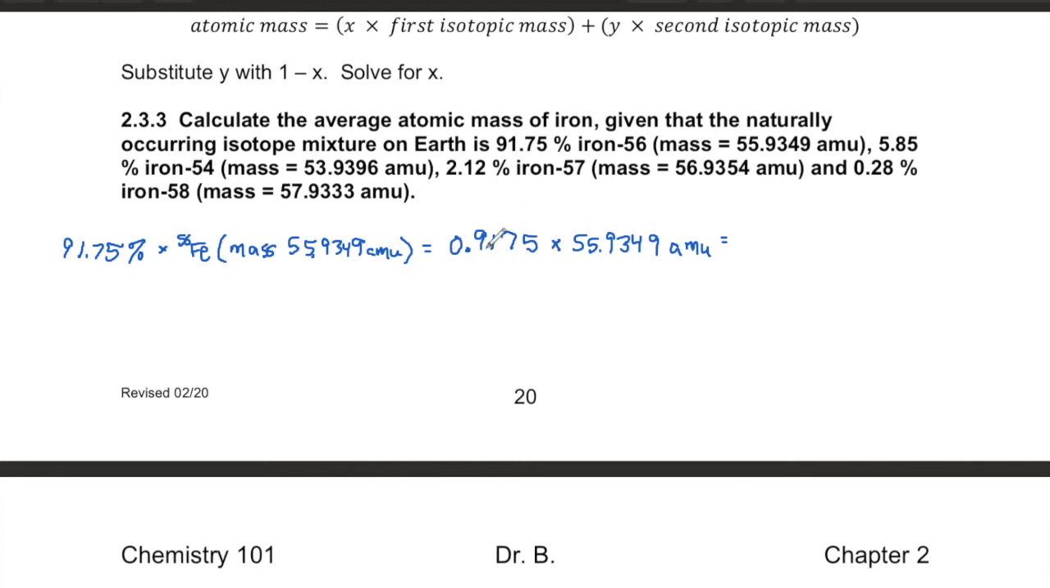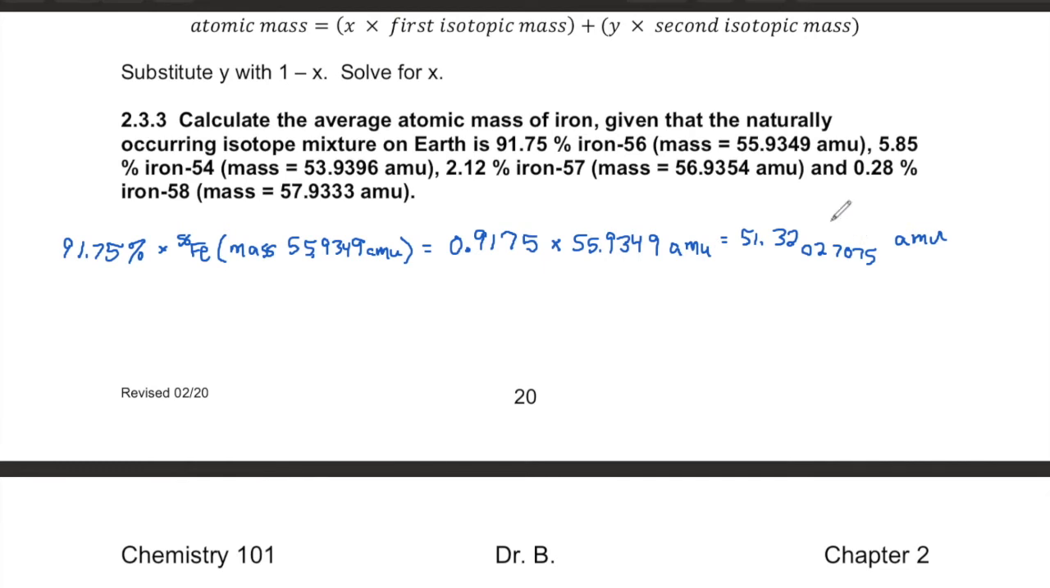So when we do this, instead of using 91.75%, we're going to use the actual fraction. Because if we multiply this by 91, we're going to get a mass that's almost 100 times too big. So what we need to do is take the fractional abundance, so 0.9175 times the mass, which is 55.9349 AMU, and that gives us 51.32022705 AMU.